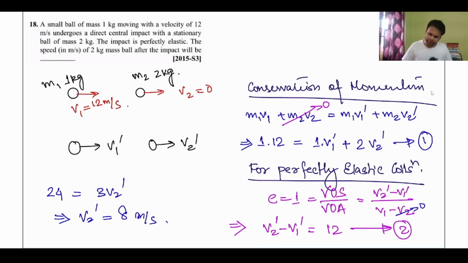So you are asked the velocity v2, I hope so. Speed of the 2 kg mass, that is v2. This is the answer.